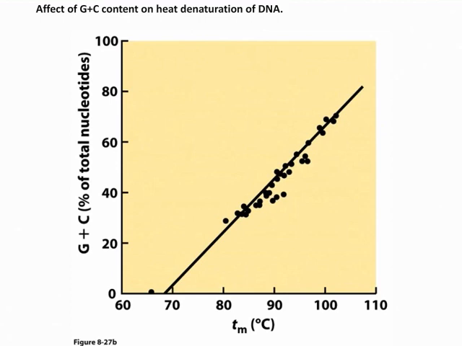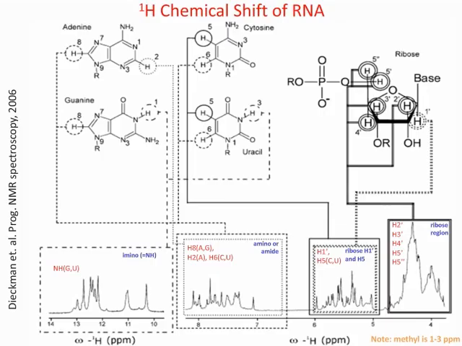So this isn't anything that he'll test on, but it's just showing the effect of G and C content on heat denaturation of DNA. This shows the proton chemical shifts. I think he did test on something from this slide, but I don't remember particularly what it was. You may want to ask him about this slide. Also pay attention to the bottom right. Methyl is 1 to 3 parts per million.